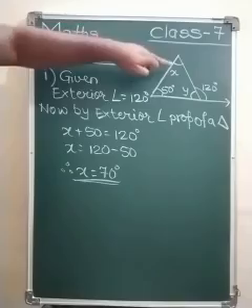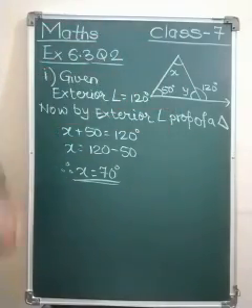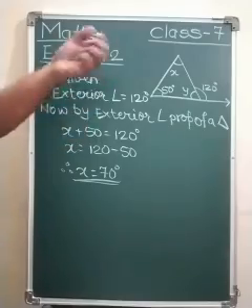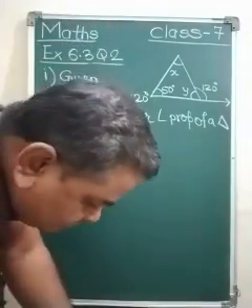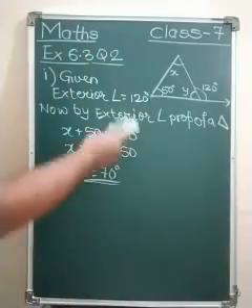Now 50 is known, 70 is known. Now we have to find out y. So let us see how we will find out y. Simple, by angle sum property. So I will rub out this.